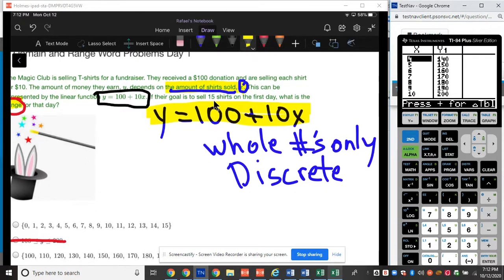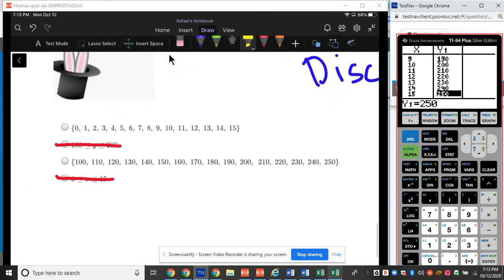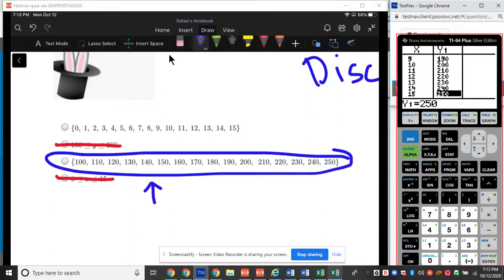Okay, so their goal is to sell 15 shirts on the first day. So if you start with 0 shirts, then they're still making $100. Why? Because they received a $100 donation. So if we go all the way down to 15 shirts, the range goes up to 250. So there's our answer, the third one. That was the range. Now the domain would have been from 0 to 15 because the domain is your x values.